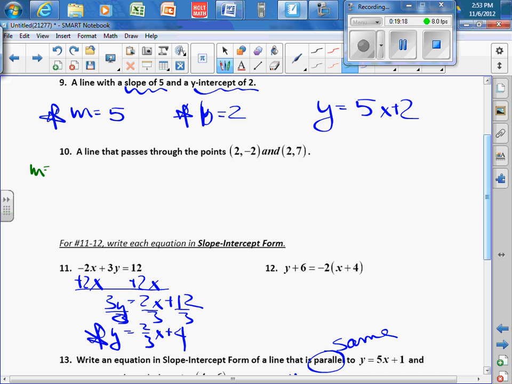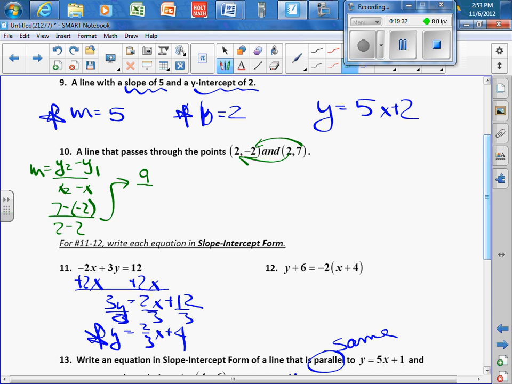M is equal to y2 minus y1 over x2 minus x1. 7 minus negative 2, over 2 minus 2. That's 9 over 0. When 0 is in the denominator, we get undefined. The slope is undefined. So what kind of line is this? It's vertical.